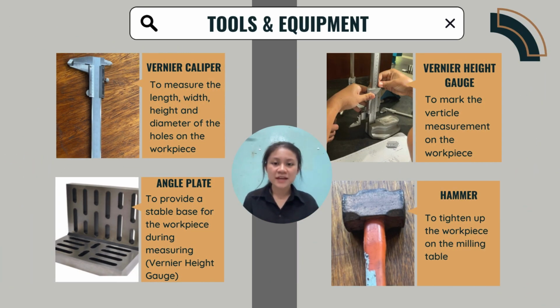We will use a vernier caliper to measure the length and width of the workpiece, and to mark the exact measurement on the workpiece. The next one is the angle plate. We will use this angle plate while using the vernier height gauge to provide a stable base for the workpiece. The vernier height gauge is used to mark the vertical measurement for the workpiece. And the last one is the hammer, to tighten up the workpiece on the milling table, because we need the hammer to make sure that it is securely locked on the milling table.